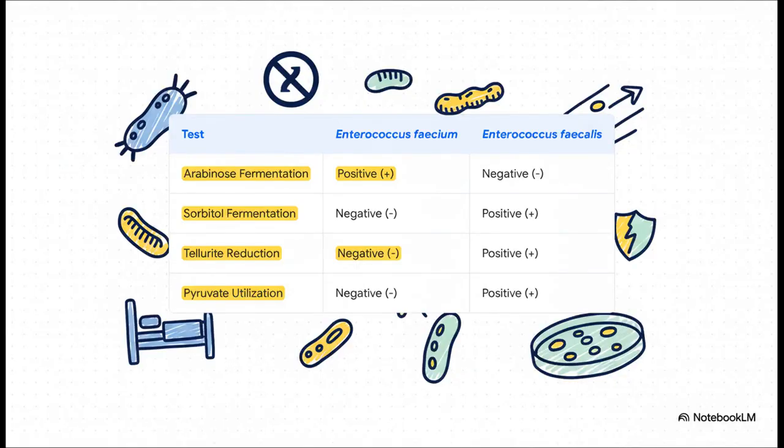And this table, this is where the rubber really meets the road for telling it apart from Enterococcus faecalis. Just look at that carbohydrate pattern. It's a perfect mirror image. Enterococcus faecium ferments arabinose but not sorbitol, while Enterococcus faecalis does the exact opposite. Making that distinction is so important because their typical resistance profiles can be worlds apart.